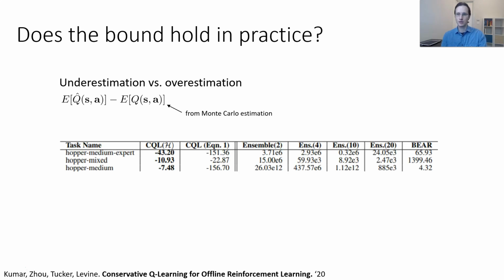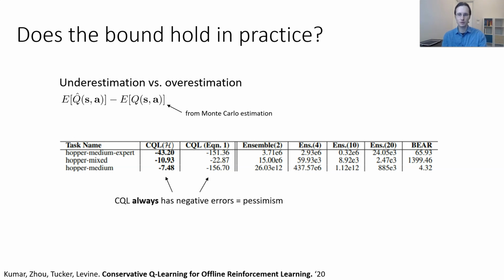So here you can see two versions of CQL. The first one uses both the minimization and the maximization term. The second one just has the minimization term. And then a number of baselines: ensemble methods with 2, 4, 10, and 20 models in the ensemble, and BEAR, which is the support matching method that I mentioned in the previous section. Here, negative values mean that the Q function is underestimating. Positive values mean that it's overestimating.